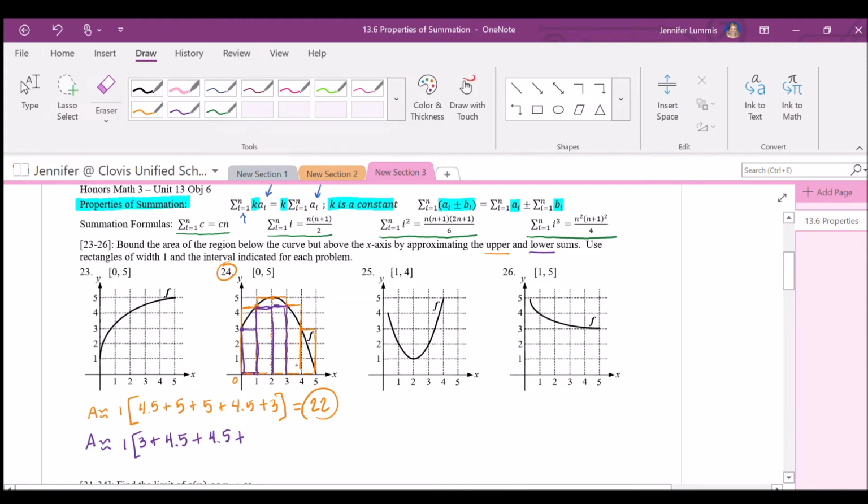From 3 to 4, the lower point would be when x is 4. That would give me a height of 3. And for the last one, the lowest point is when x is 5, the height of that rectangle being 0. So this will bring us to 15. So this was my lower sum, and this was the upper sum.